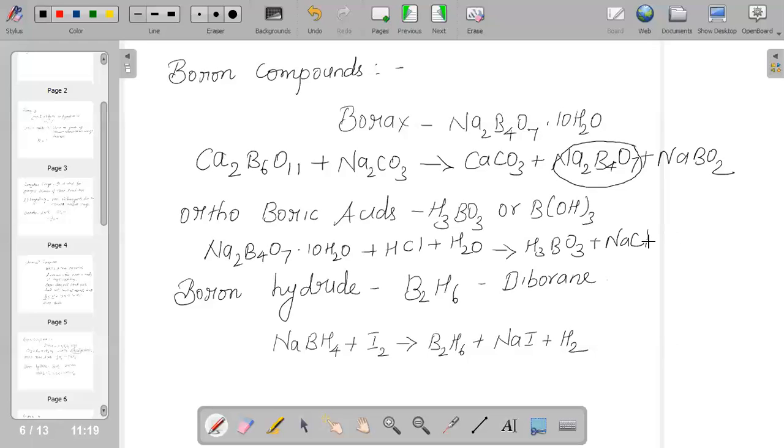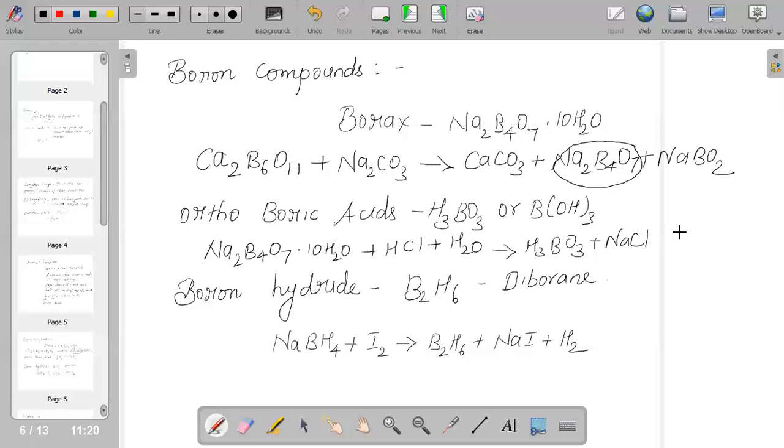And it is a white crystalline solid with a soapy touch, which is sparingly soluble in cold water, but it is soluble in hot water. And it has the tendency of forming metaboric acid at 373 Kelvin.